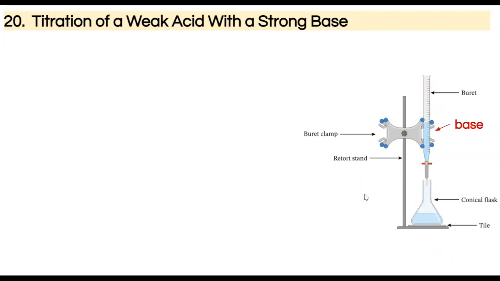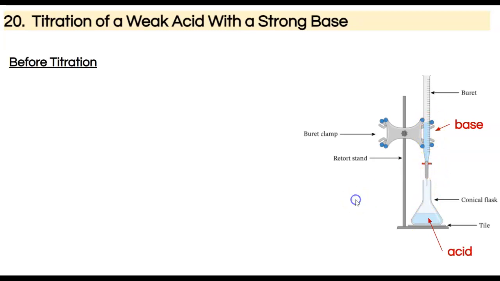So in our burette, we would have this base, and we would be slowly adding it to our acid, and in this case, this would be a weak acid, and just seeing how the pH of the acid solution in the conical flask changes as a function of the volume of this base that is added.